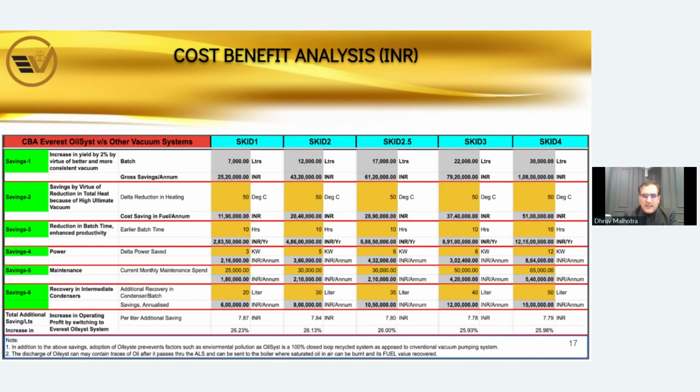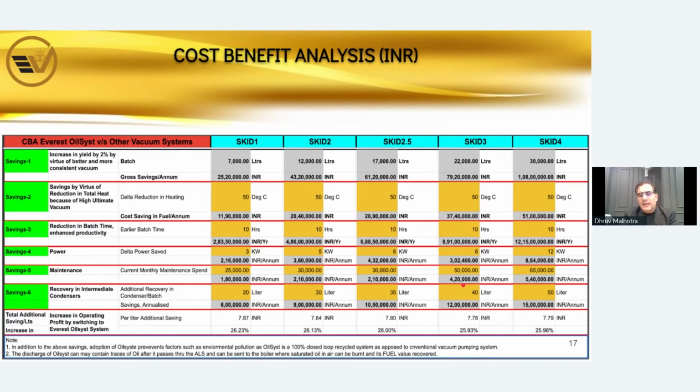Small savings in power. He was able to save 6 kilowatt in this particular case. Pranshu, can you just have your pointer there? In maintenance, he was able to save about 4.2 lakhs, 420,000 Indian rupees.